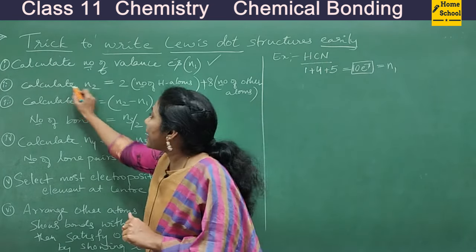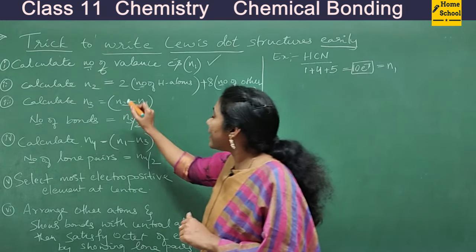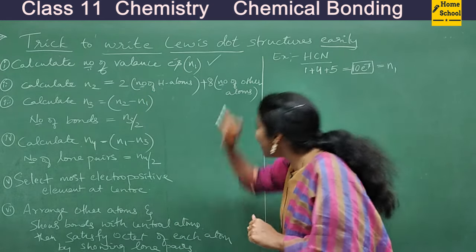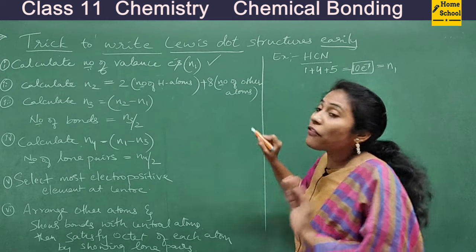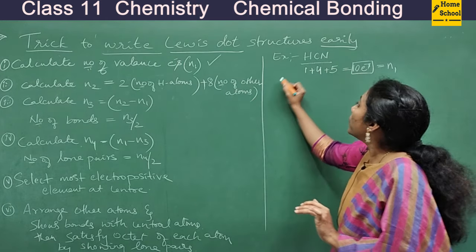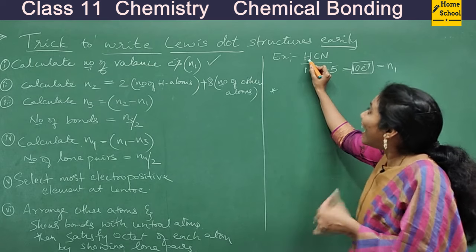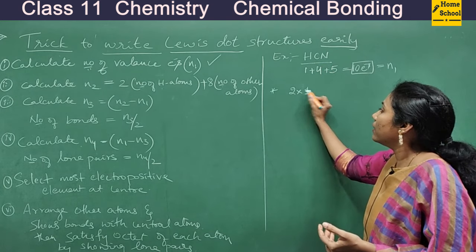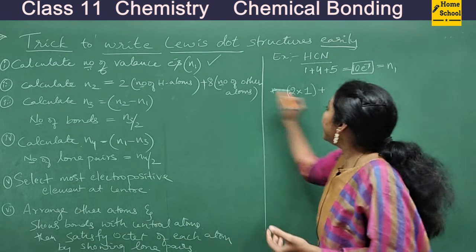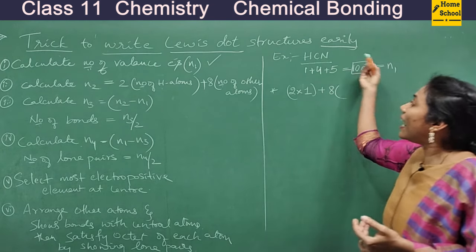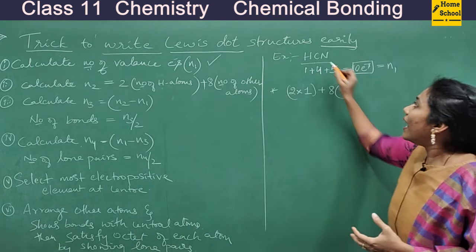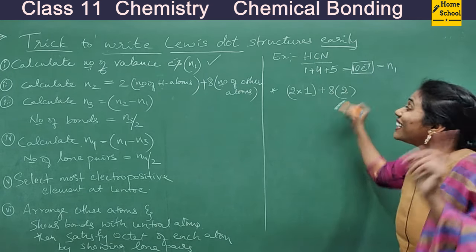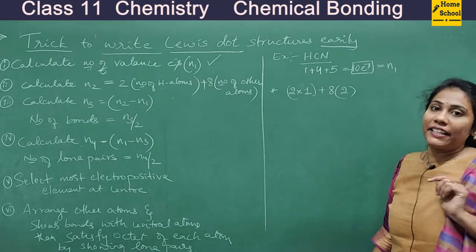Second step, calculate N2. How do you calculate N2? You have to do 2 into the number of hydrogen atoms plus 8 into the number of other atoms. Let me do the second step here. You have a hydrogen atom, right? Multiply with 2: 2 into how many hydrogen atoms? 1, right? Plus 8 into how many other atoms are there in the molecule? Other than hydrogen, you have carbon and nitrogen. So 2 other atoms are there other than hydrogen.